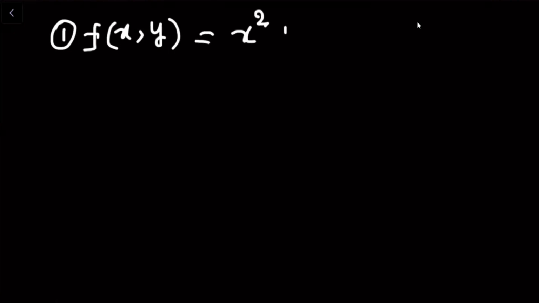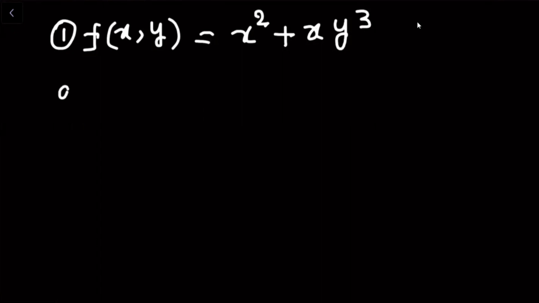Let us solve some basic problems of partial derivatives where we are asked to find the partial derivatives with respect to y and x of a given function. Okay, let us start with the first problem. They have given f of x comma y as x square plus x y cube. We have to find the partial derivative with respect to x and with respect to y.